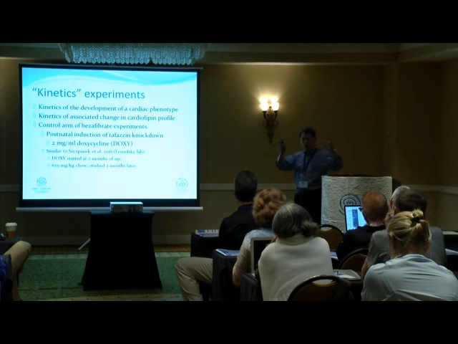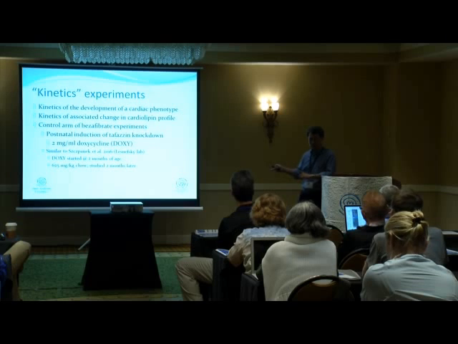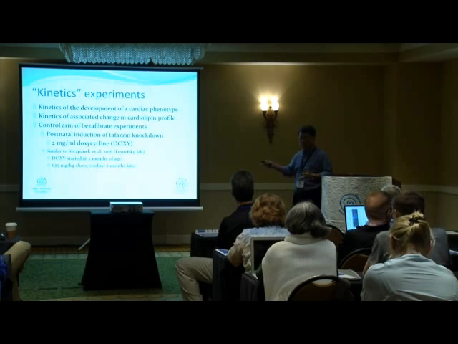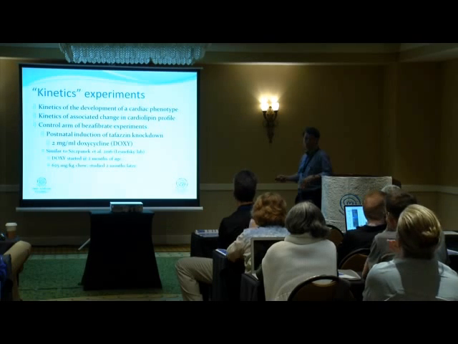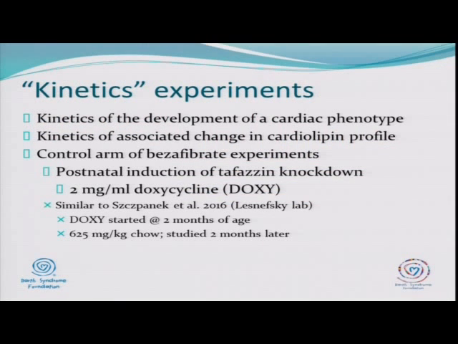They wanted to use this inducible knockdown model to look at what happens in adult mice. So they actually took mice, and I'm only going to discuss this briefly because it is a different set of results. They started doxycycline at 2 months of age, so young adult. They used 625 milligrams per kilogram of chow, and then they studied the mice 2 months later, only 2 months of induction, and their goal was to see if ischemia-reperfusion injury could be worsened in these tafazzin knockdown mice if there are differences in cardiolipin.